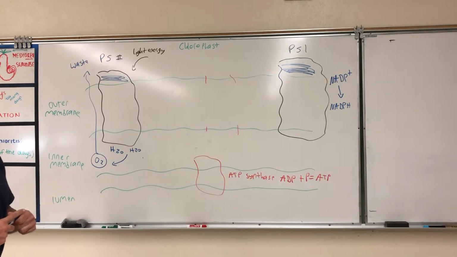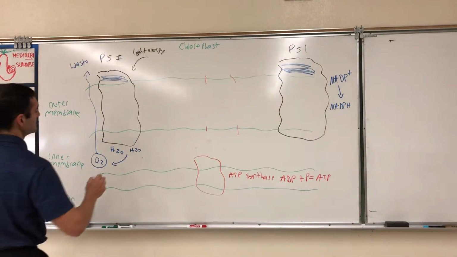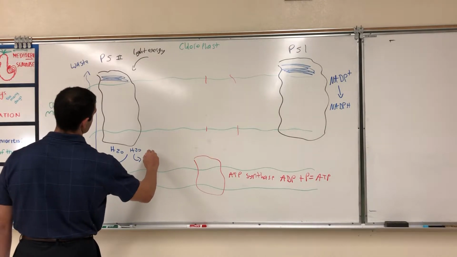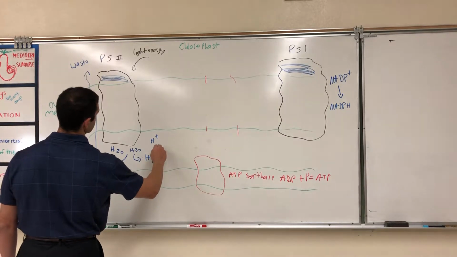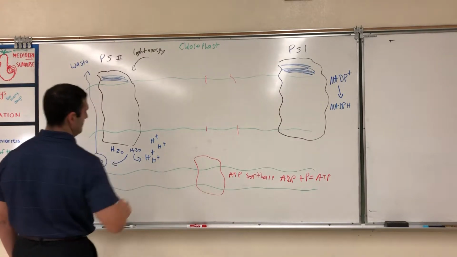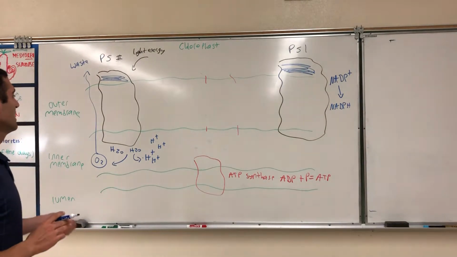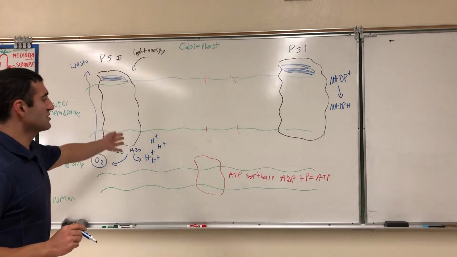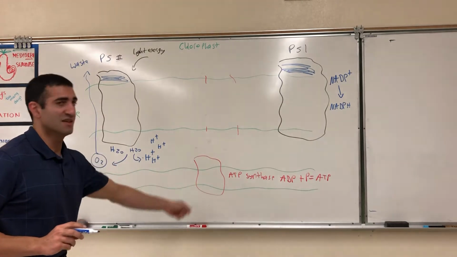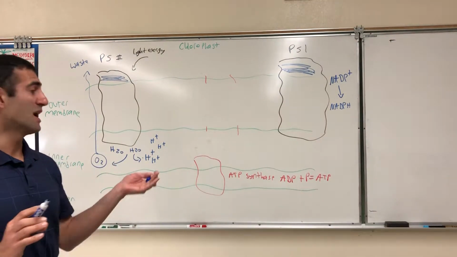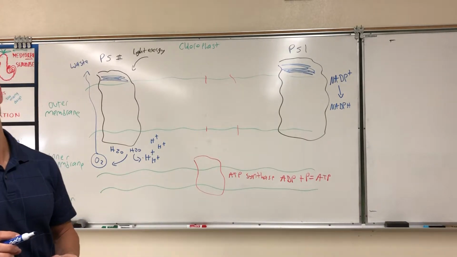But the real value for the plant is these atoms called hydrogens. I'm going to draw here, also known as protons. Now, basically, what we want to do is we want to force these hydrogens through ATP synthase so we can power the enzyme and make ATP.